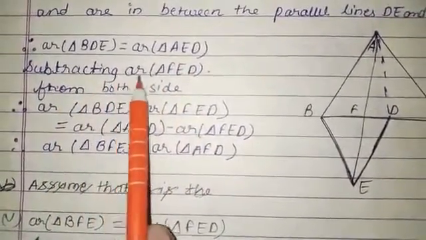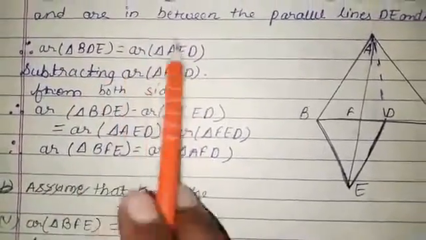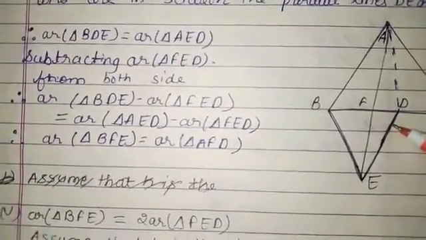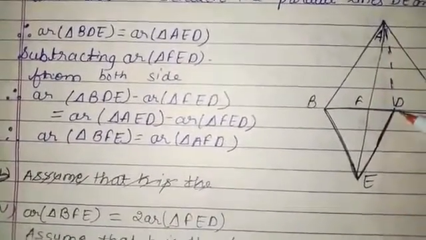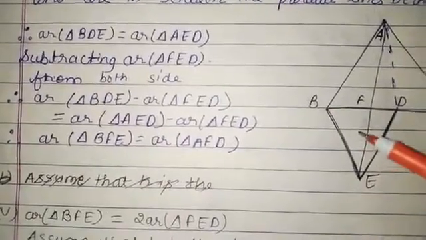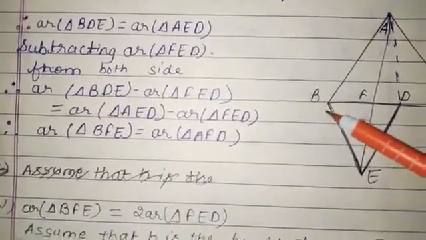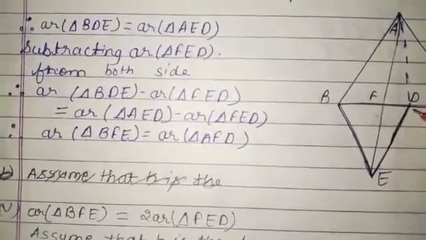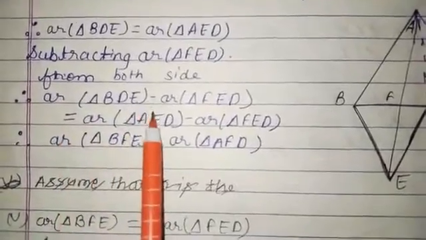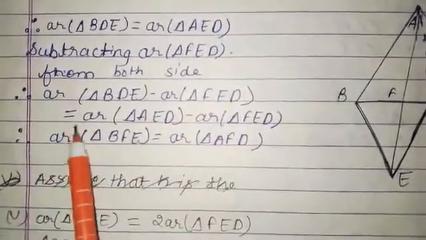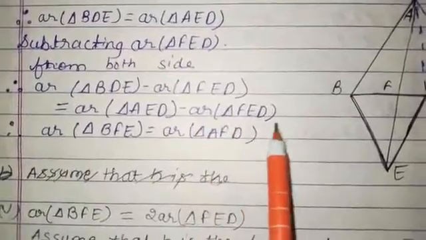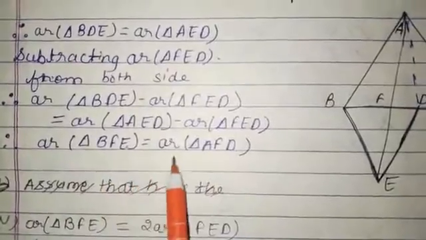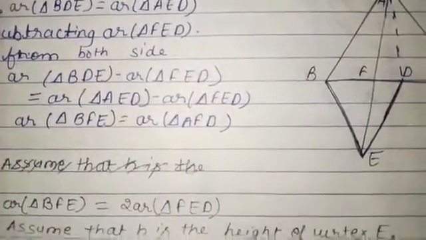Now subtracting area of FED from both sides, from BDE and AED, the remaining parts are BFE and AFD. So area of BDE minus area of FED is equal to area of AED minus area of FED. So area of BFE is equal to area of AFD. So we get it.